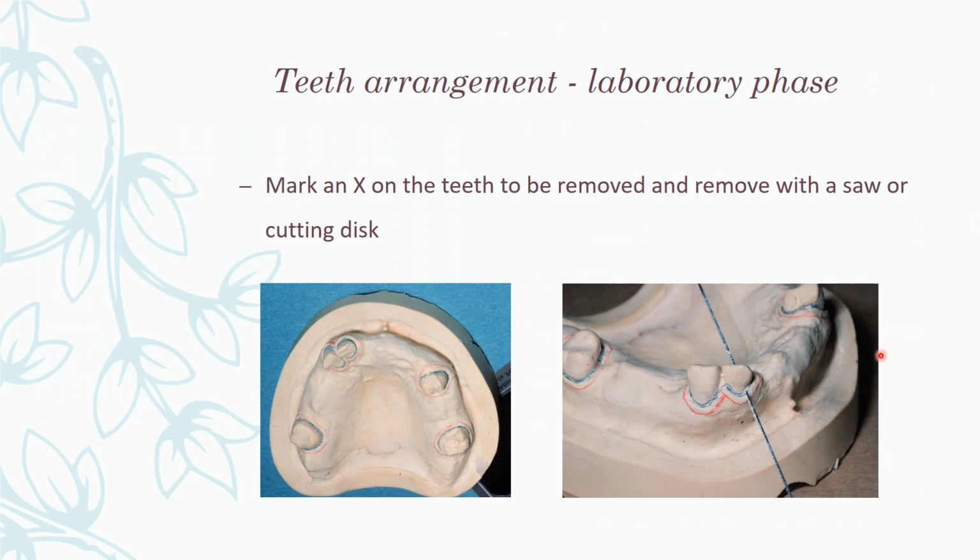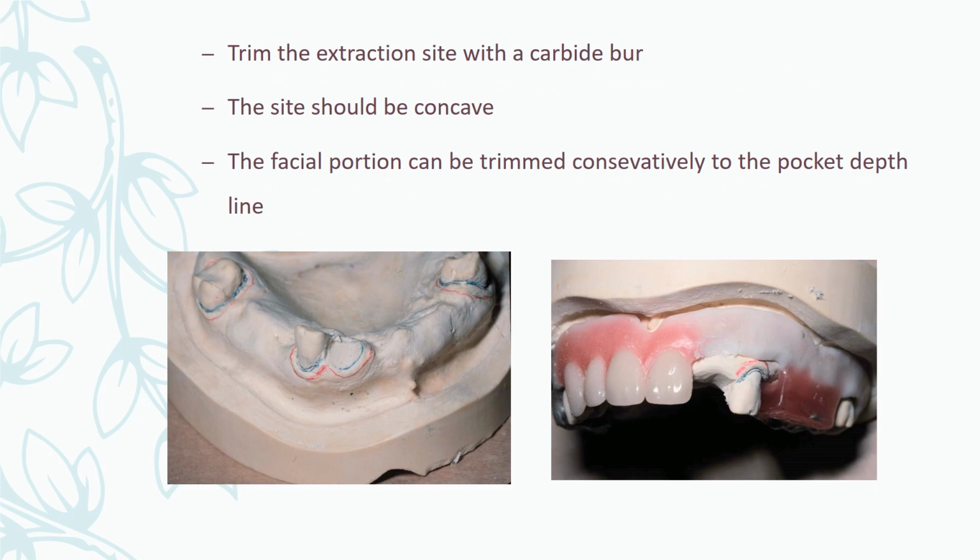Now coming to the teeth arrangement, the lab phase. Okay, so now you mark an X on the tooth to be removed, or just mark it, and with a saw or a cutting disc, you just trim it off. And we have to try and maintain a concave surface. So trim the extraction site with a carbide bur, and maintain a proper concave ridge.